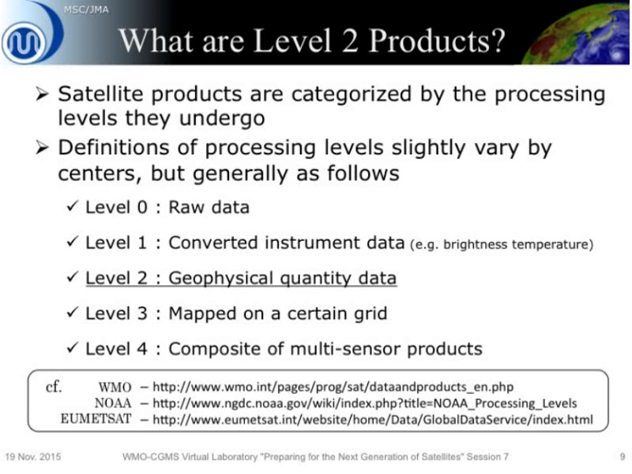Definitions of processing level slightly vary by centers, but generally interpreted as follows. Level 0 means raw data. Level 1 means converted instrumental data, such as brightness temperature or reflectance. Level 1 is often subdivided into 1A, 1B, 1C, and so on, according to the conversion steps.